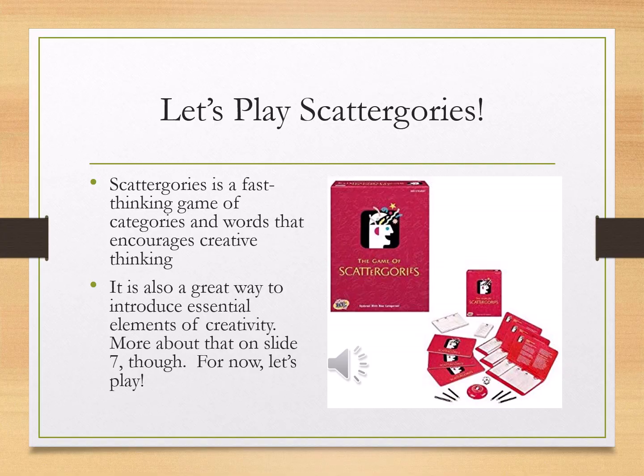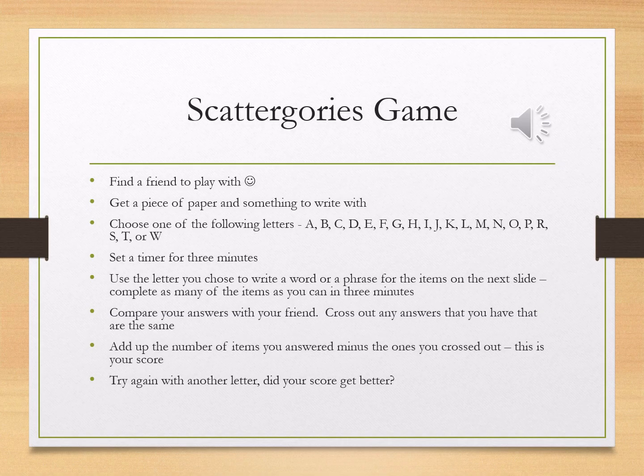So as I said on the previous slide, these are the directions for the Scattergories game. Obviously, we're not going to be playing the whole game. You're just going to be playing a couple of rounds, but I think once you've had the opportunity to play a round or two of Scattergories, when we talk about the different elements of creativity and how they relate to the game, it will make a lot more sense, and those elements will be a lot more clear about what we're referring to.